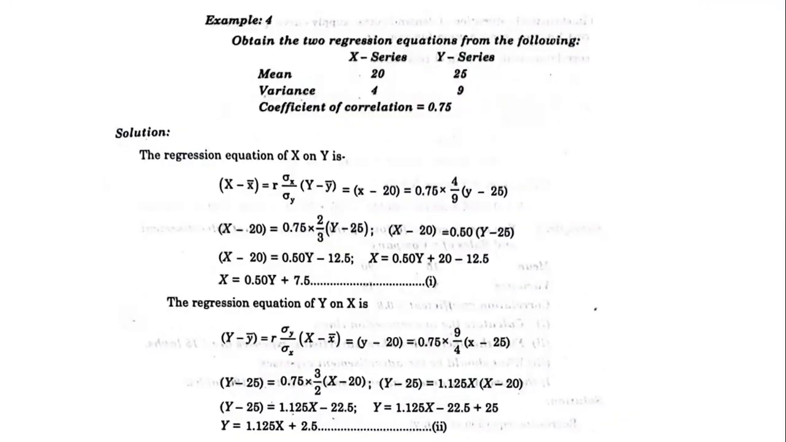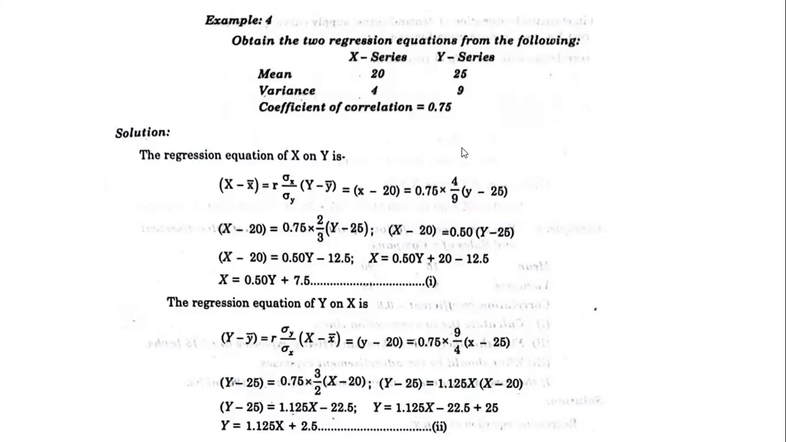Now, the next one is problems related to standard deviation again. You may get a question like this: obtain the two regression equations from the following. The x series values and y series values are given here. The mean of x is 20, the mean of y is 25. The variances are given as 4 and 9. The coefficient of correlation, r, is given as 0.75. What do we mean by variance? Variance is nothing but the square of the standard deviation.